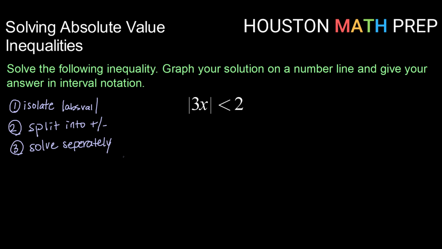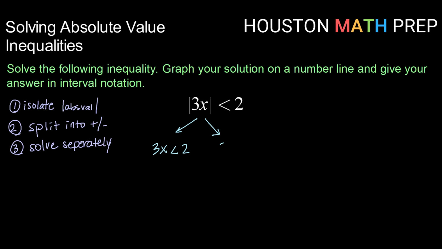So, looking at our first example here, we have the absolute value of 3x is less than 2. Our absolute value in this case is already isolated, meaning it's already on one side of the inequality by itself. So we'll skip straight to step 2, which says that we should split into both the positive and the negative versions. So splitting here, this is going to become 3x is less than 2.